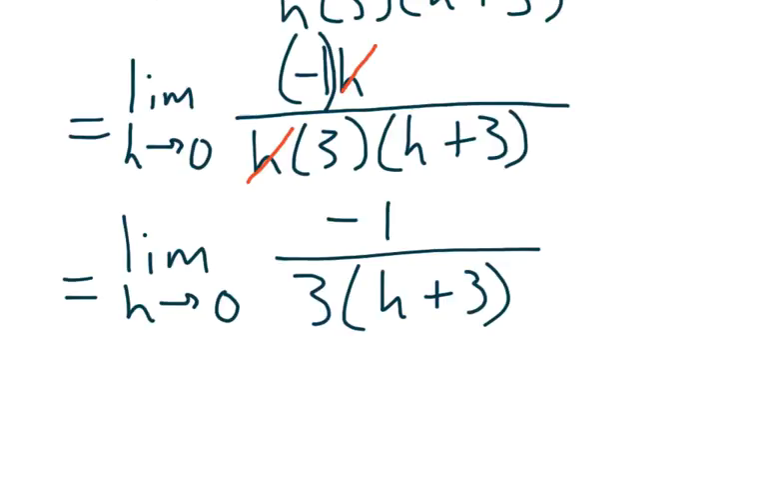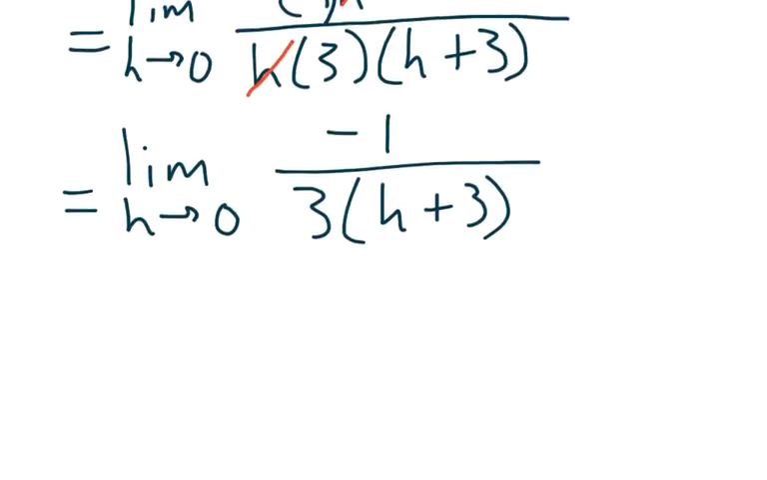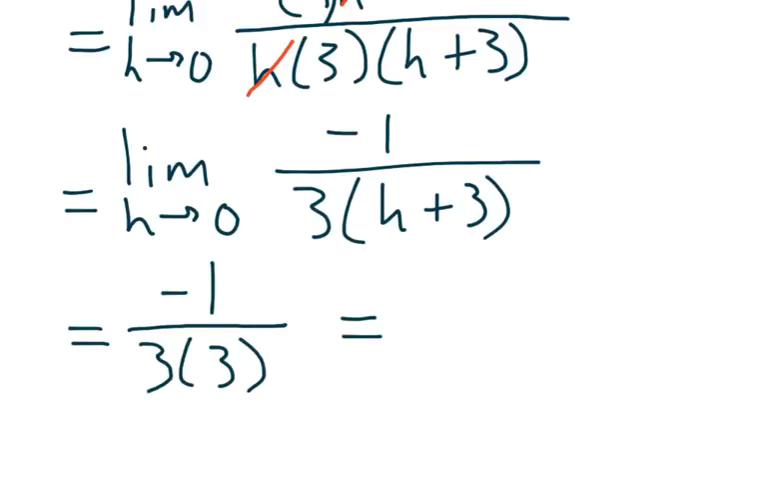And now, as h approaches 0, the numerator, since it's constant, is simply approaching -1. The denominator is approaching 3 times 3. That gives us a limit of -1 over 9.